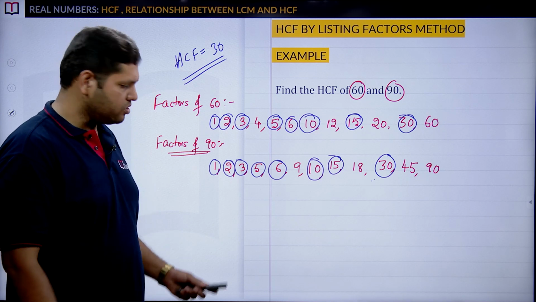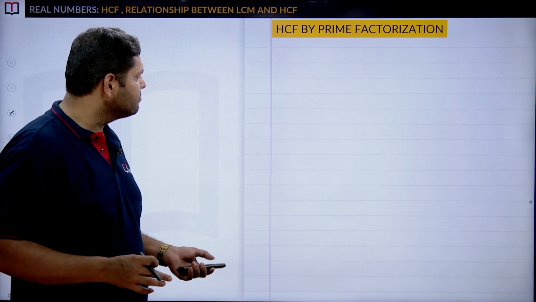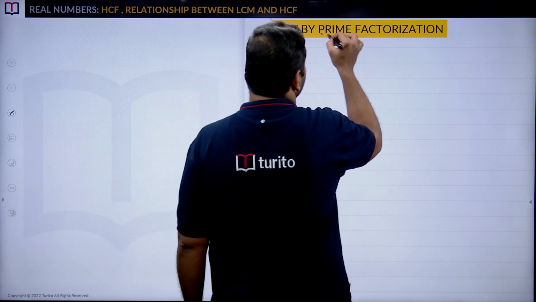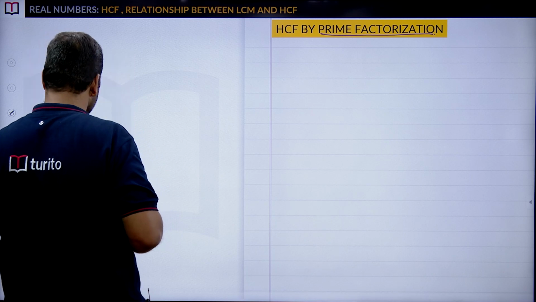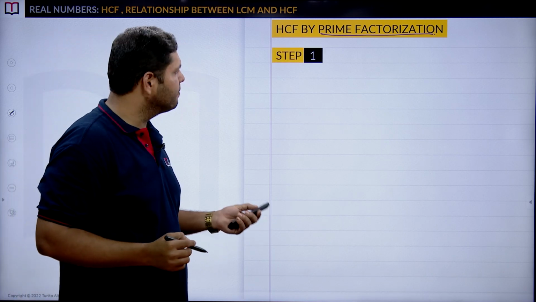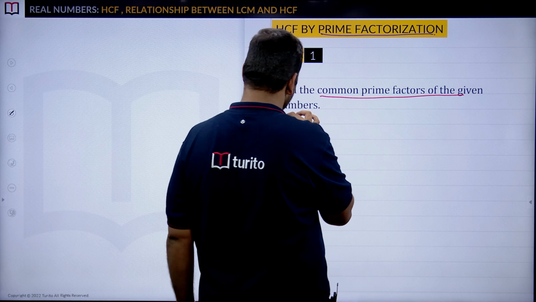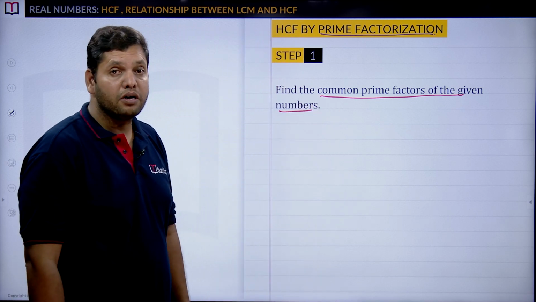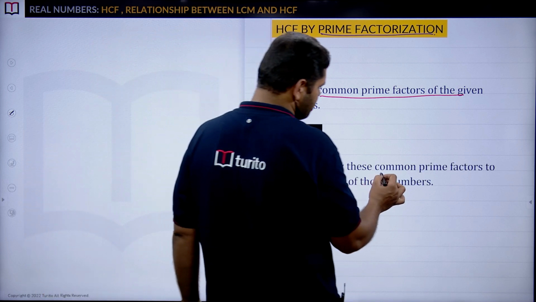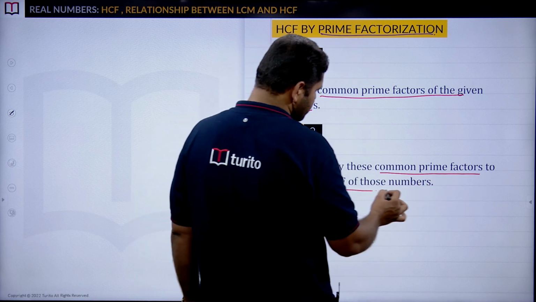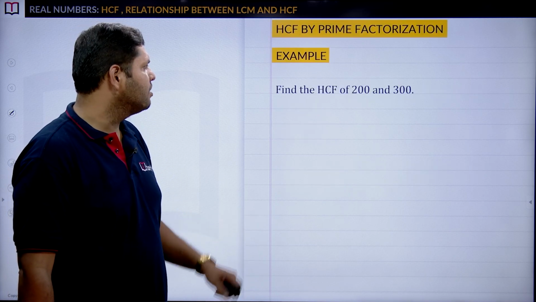Okay. Now children, let us go to the next sum, like the next method. Okay, this is I think clear to everyone, isn't it? Now children, HCF by the prime factorization method. Now children, let us see how we can do this method. Step by step. What is step 1, children? Find all the common prime factors of the given numbers. We have to write only common prime factors, not all, children, only prime factors. Next, multiply these prime factors to obtain the HCF of those numbers. Okay. That's it, very simple.